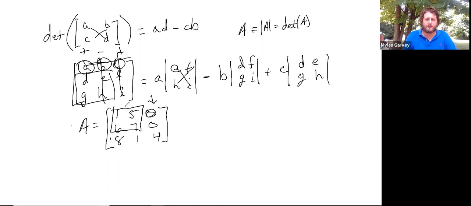However, we need to be careful. Start with plus, minus, plus. So we're going to do plus this times the determinant of this, which is 0, minus, and then plus. So this is just simply equal to 4 times the determinant of 1, 5, 6, 7, which is just 4 times 1 times 7, minus 6 times 5.